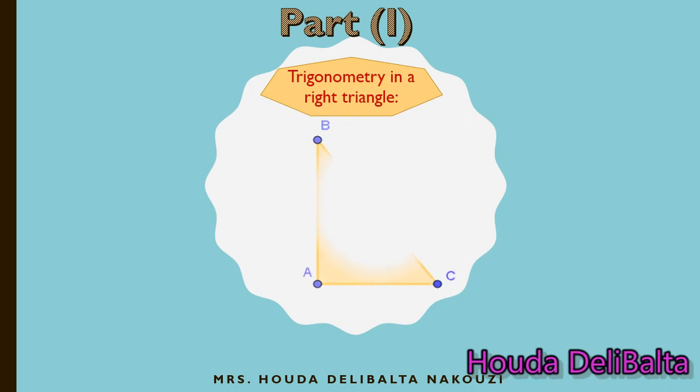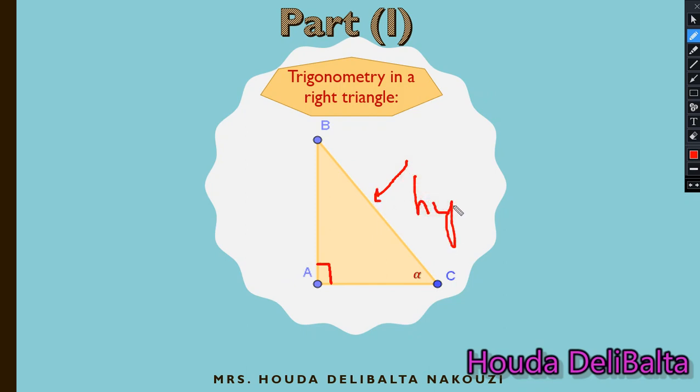Part 1 of this chapter is related to trigonometric relations in a right triangle. So, trigonometry in a right triangle. Here is a right triangle ABC. Here it is right at A. Here is the right angle A, and here is the hypotenuse BC, and here is the side AB and another side AC. Notice that I named this angle alpha.